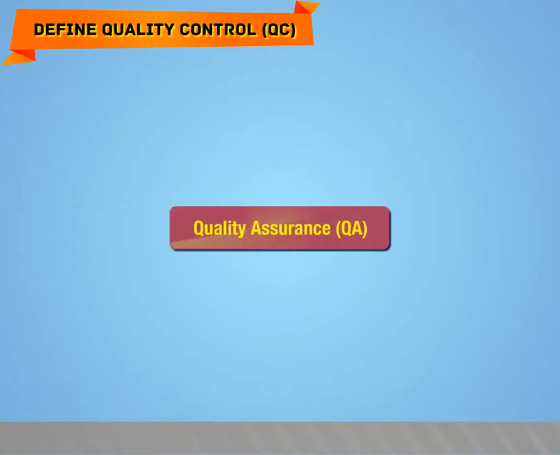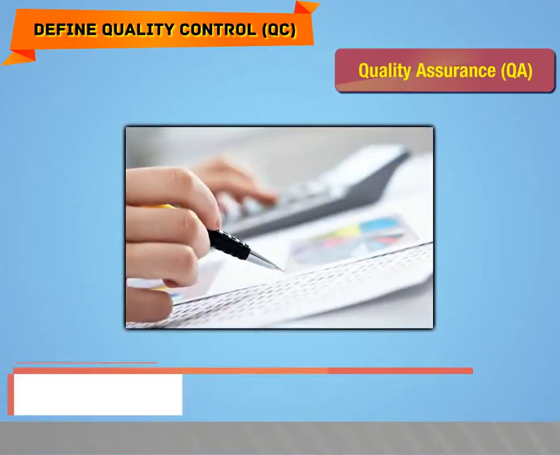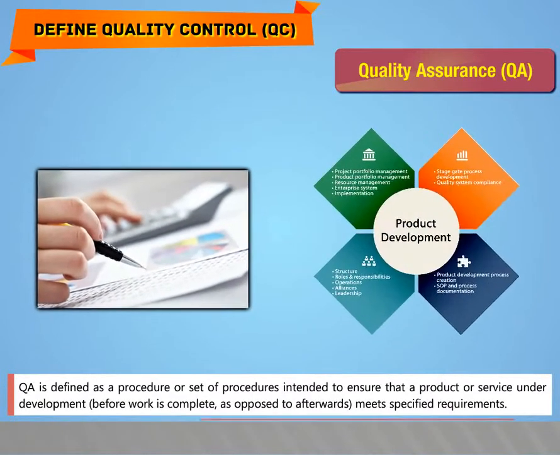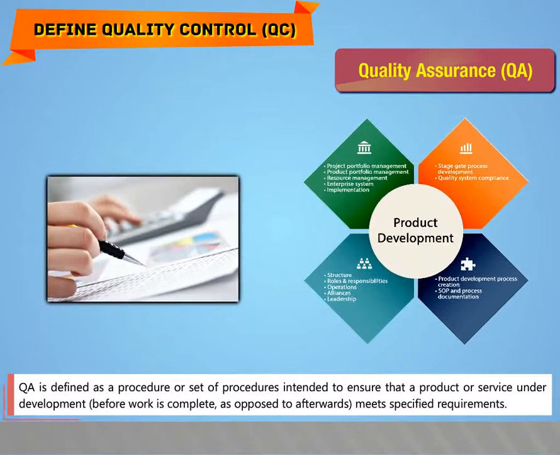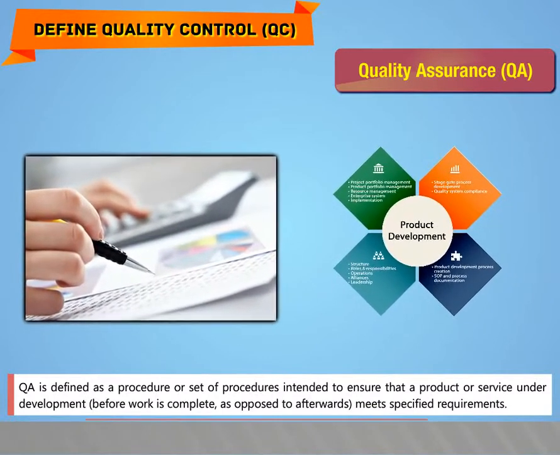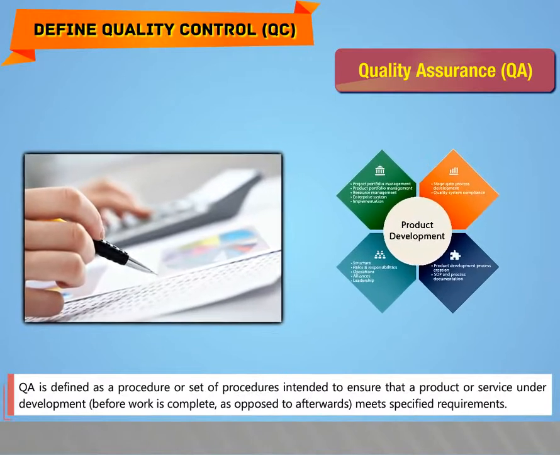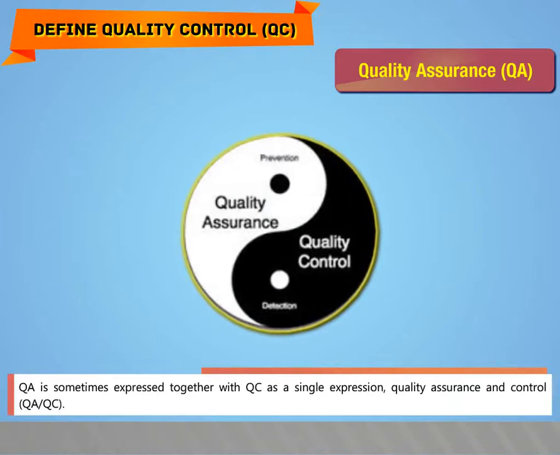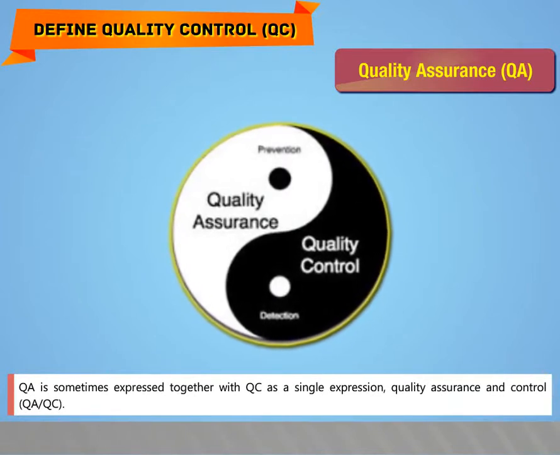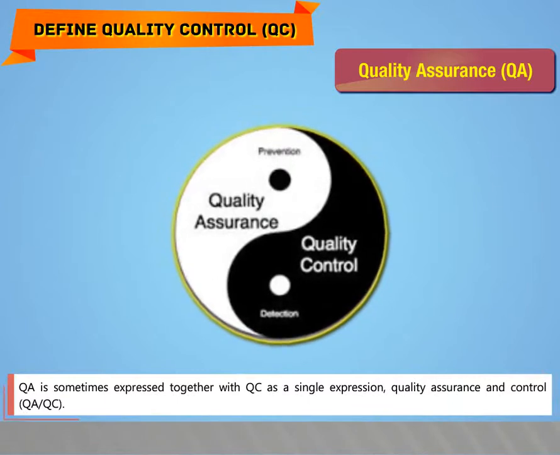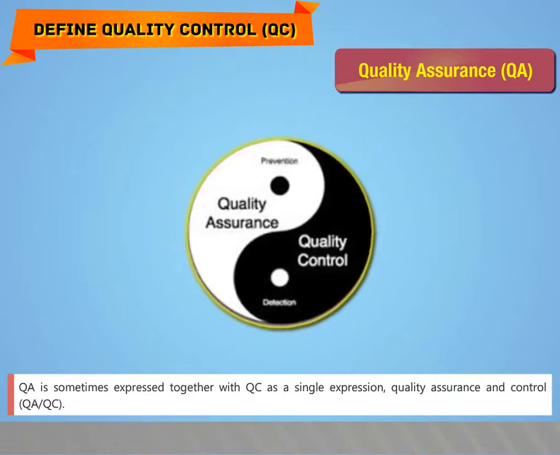Quality assurance, QA. QA is defined as a procedure or set of procedures intended to ensure that a product or service under development, that is before work is complete as opposed to afterwards, meets specified requirements. QA is sometimes expressed together with QC as a single expression, quality assurance and control, that is QA, QC.